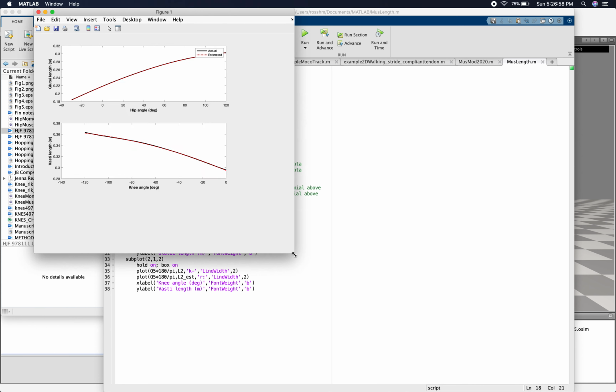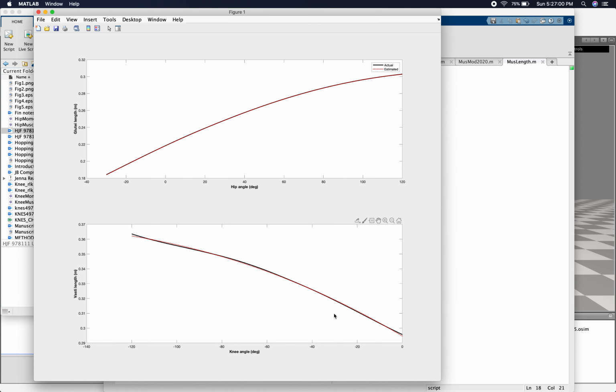And just live with the fact that we don't fit the vasti length quite as well as we did for the gluteus length here. But these deviations are pretty small, on the order of less than a centimeter, well under a centimeter, in the fit. So we'll go ahead and use third order polynomials here.